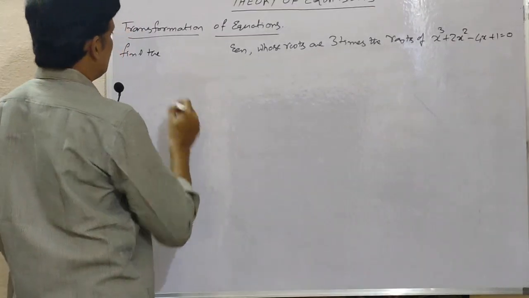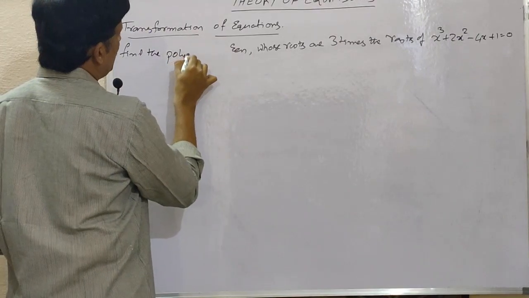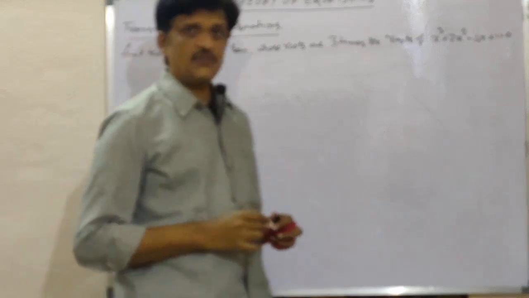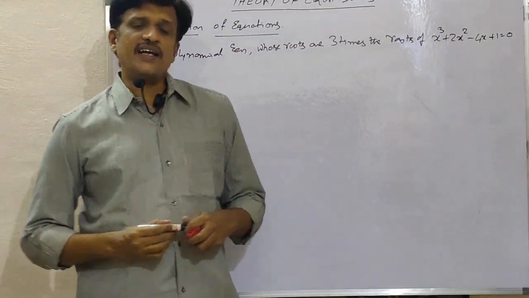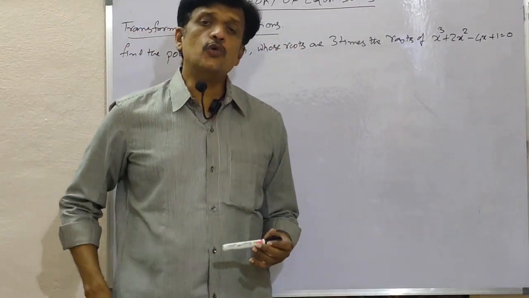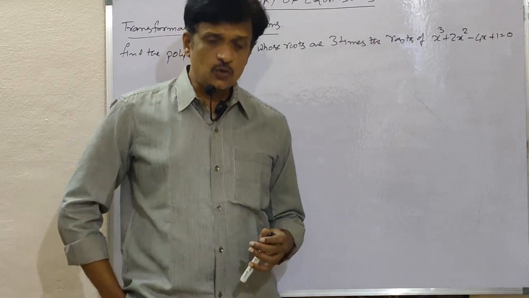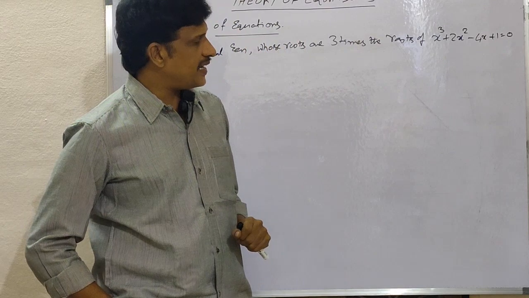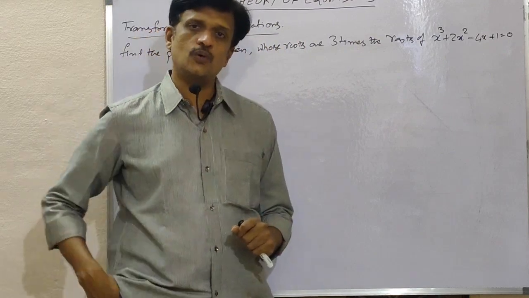You can say like this: find the polynomial equation, by using transformation of equations, whose roots are 3 times the roots of the given f of x, that is x cube plus 2x square minus 4x plus 1 equal to 0.